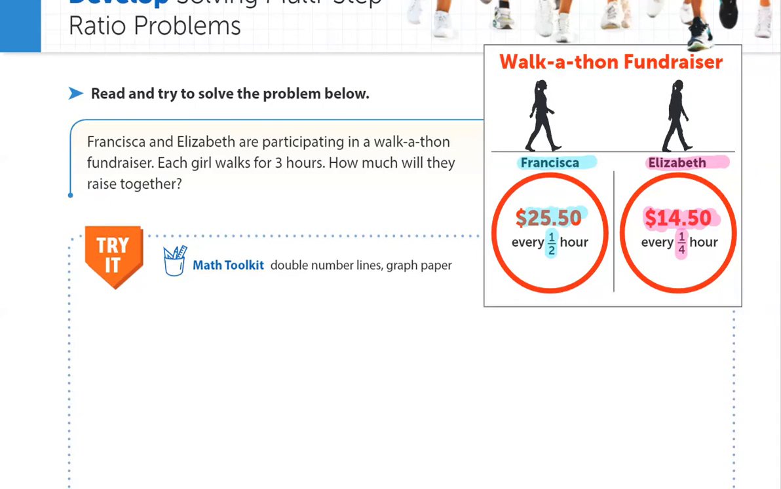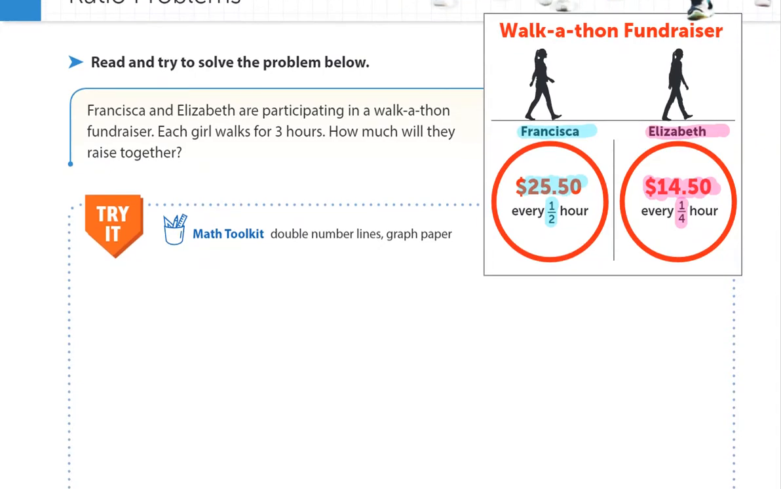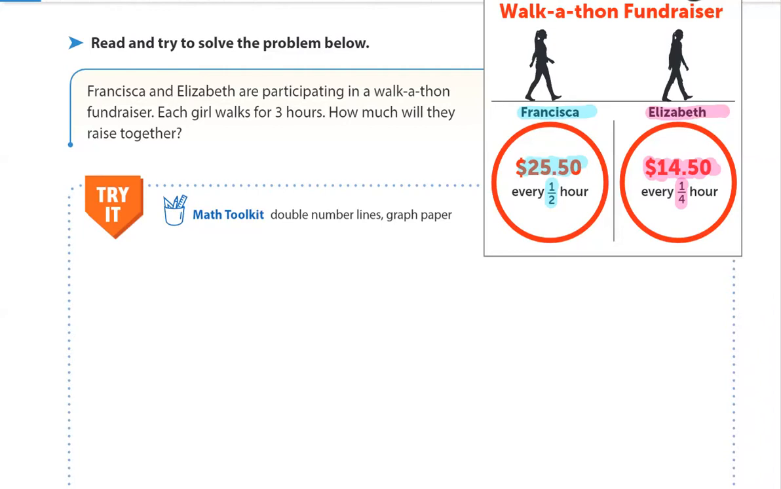And so what we're going to do here is figure out how much they're each raising per hour. Then we're going to find out how much they're raising for every 3 hours. And remember, the per hour is their unit rate, aka their constant of proportionality.